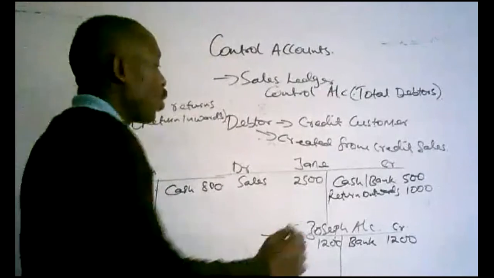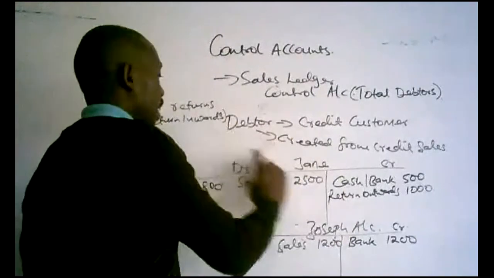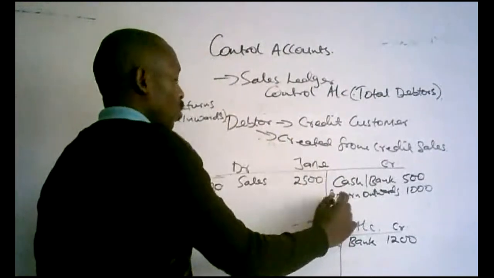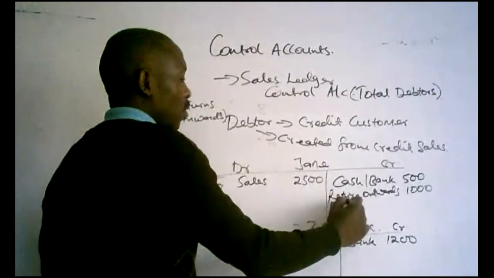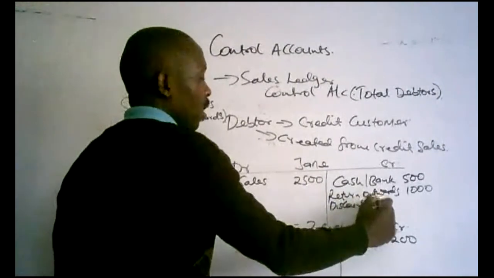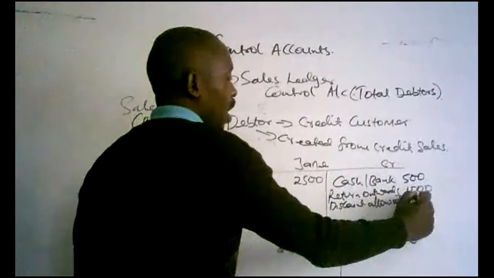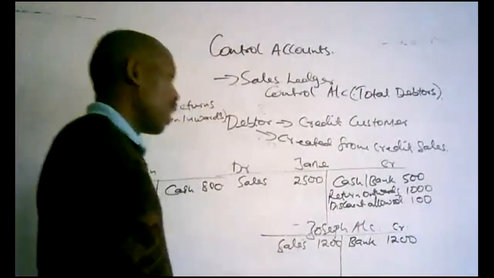Discount allowed will also reduce the debtor's balance, so it is going to be credited. We are going to write here discount allowed of 100, like that.